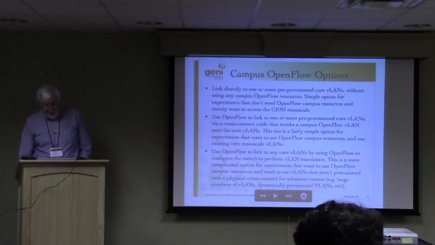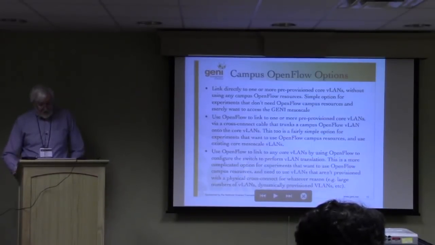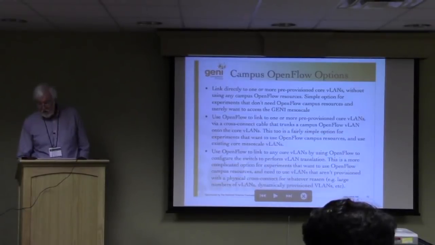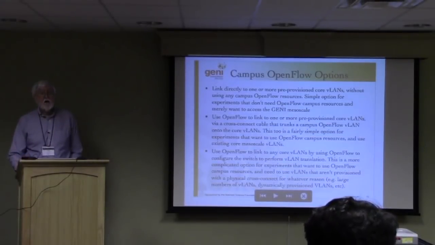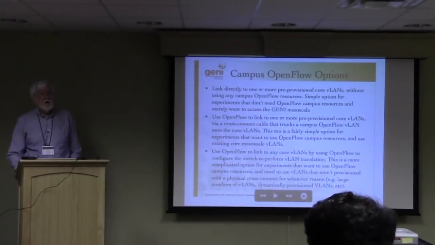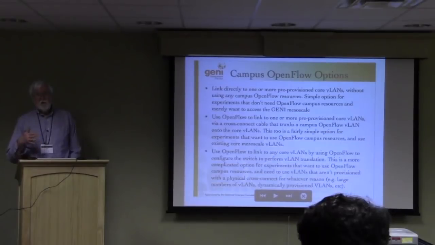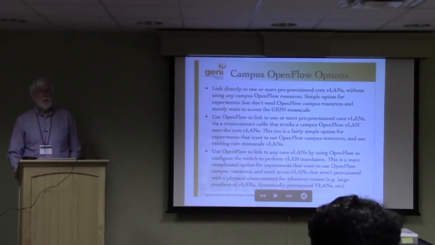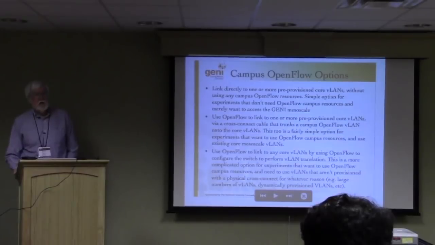And you can use OpenFlow to link any of those core VLANs by using OpenFlow to configure the switch and to perform some level of VLAN translation. It's a more complicated option for experiments that want to use OpenFlow, but it is possible to go forward with that. And so even though we have ION from Internet2's offering that uses OSCARS and can handle the dynamic provisioning, we're still left with very few regional networks that will do that translation and support the dynamic capability, and even fewer campuses themselves that will be doing that.